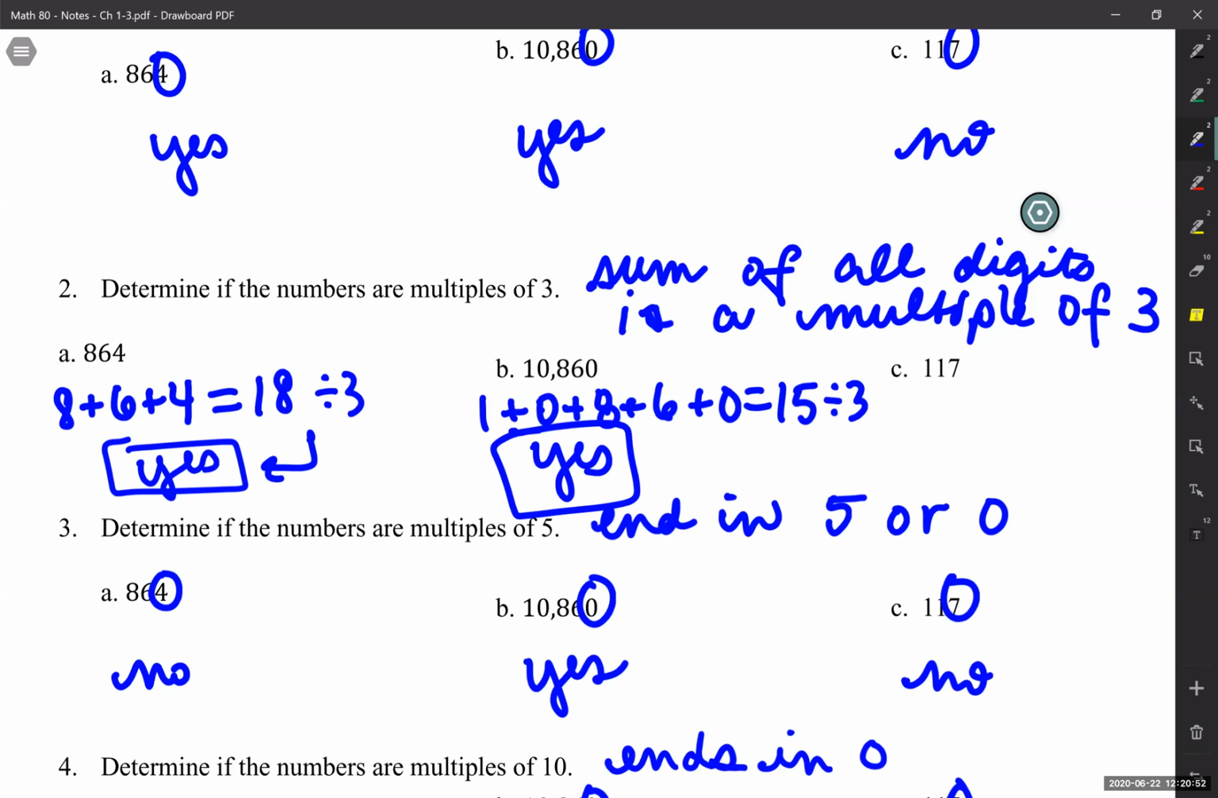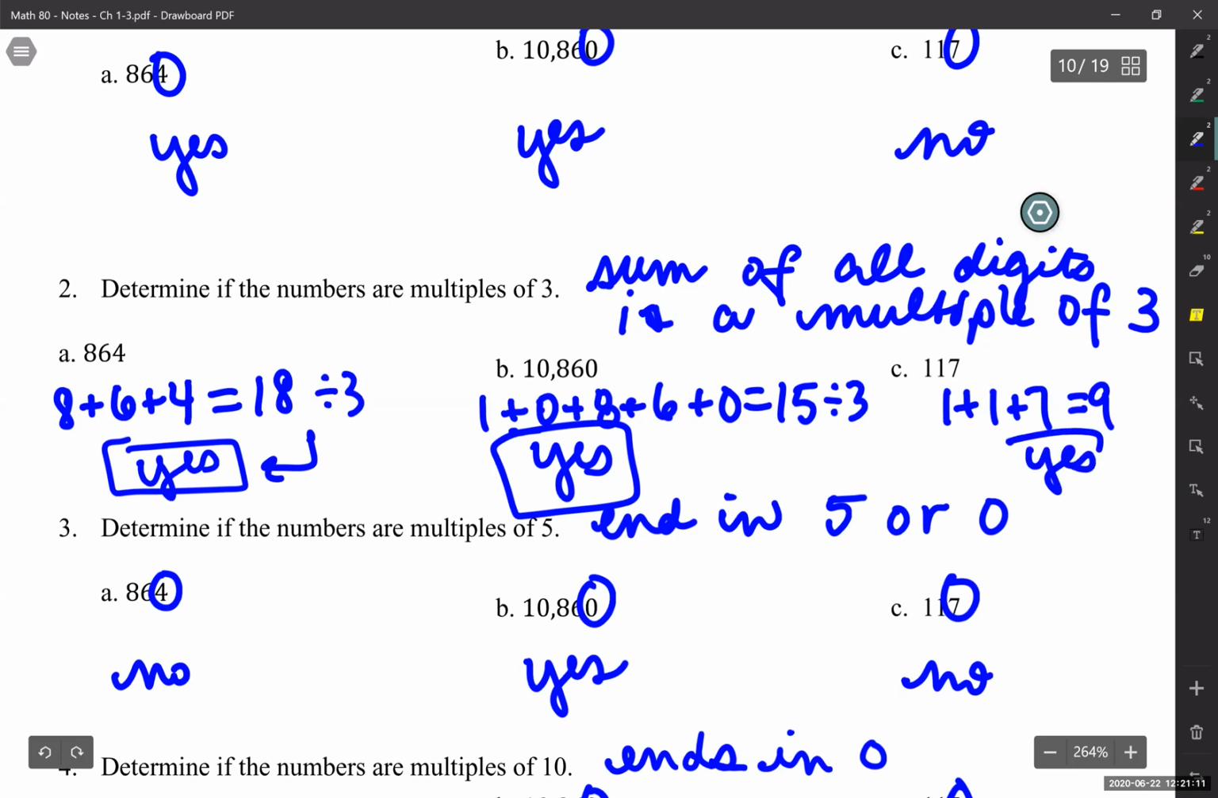So that's not quite as fast as the other rules because I can't just literally look at it and say, oh, it ends in a 0 or anything like that. But it's still pretty fast. So here, last one, 117, 1 plus 1 plus 7. That adds up to 9. So the answer is yes.